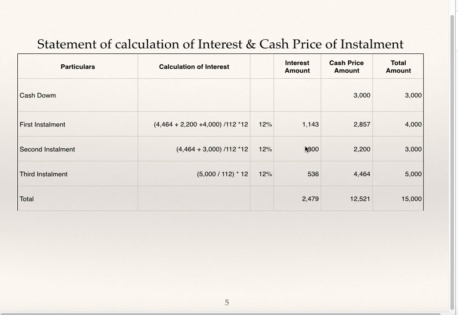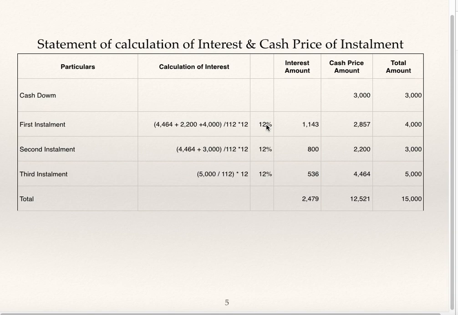Now we'll go to second installment. Interest on second installment will be 4464 plus 3000 divided by 112 into 12, which is equal to 800. 3000 minus 800 is 2200. Now we'll go to first installment.